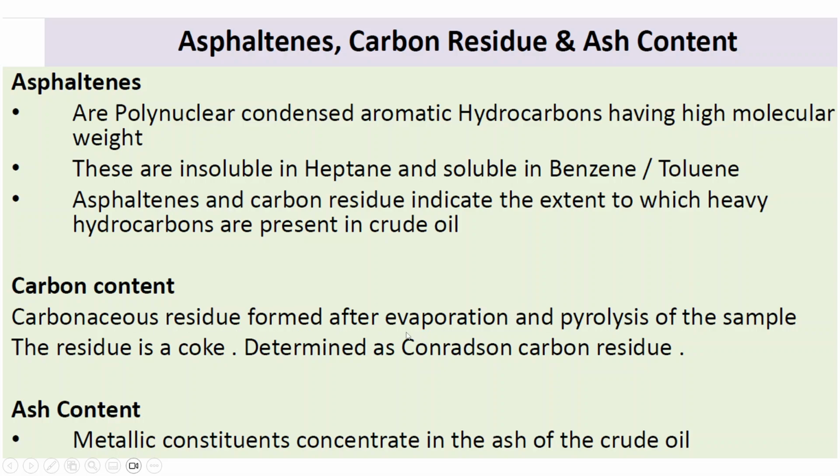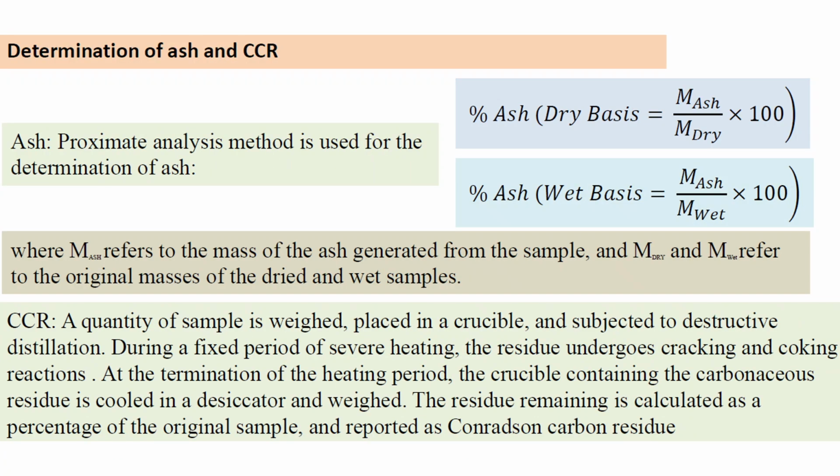Carbonaceous residues are found after evaporation. If we do the pyrolysis of a crude oil sample, then the residue found is in the form of coke, which gives the carbon content, and it is calculated by the Conradson carbon residue method. Ash content is the metallic constituents concentrated in the ash of the crude. Ash content is found here also, as we saw in the coal samples.